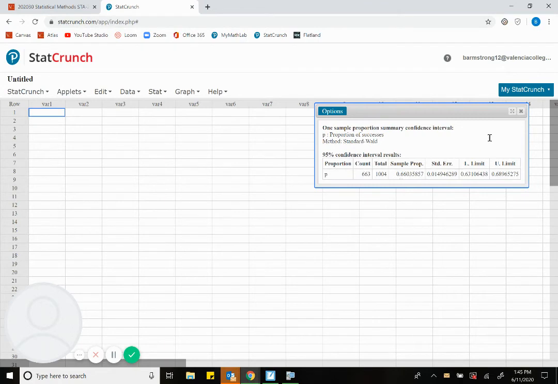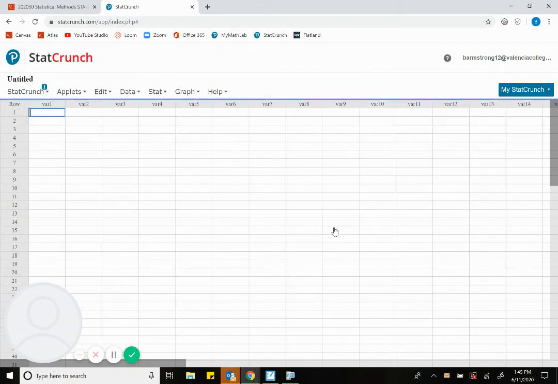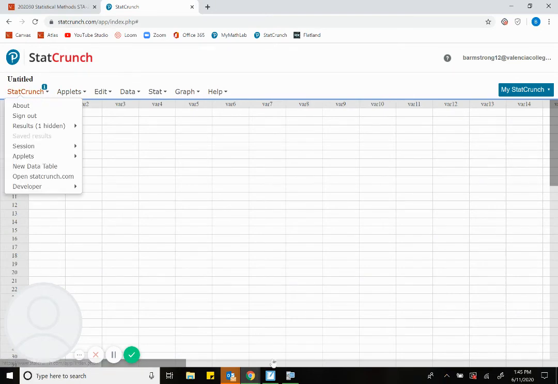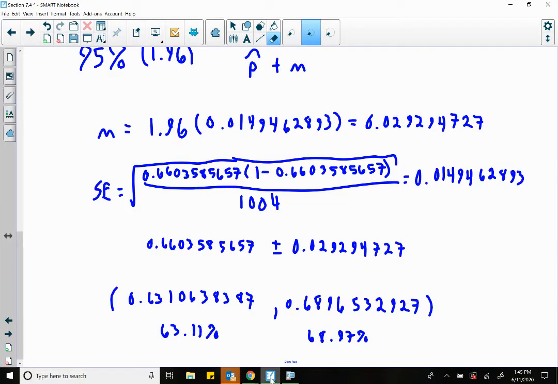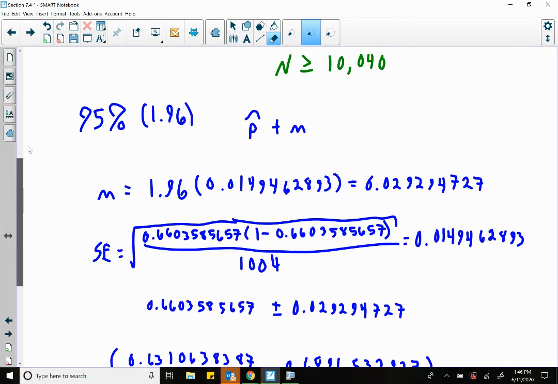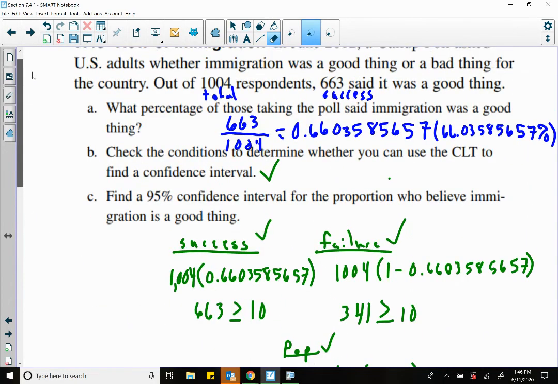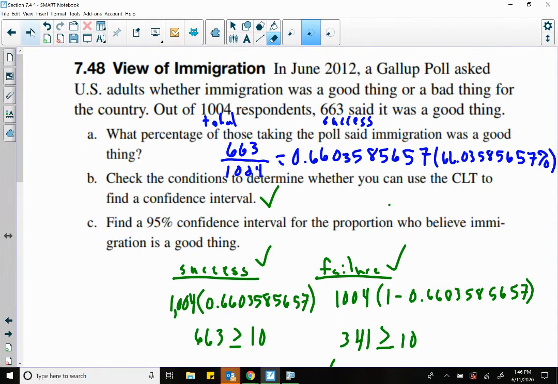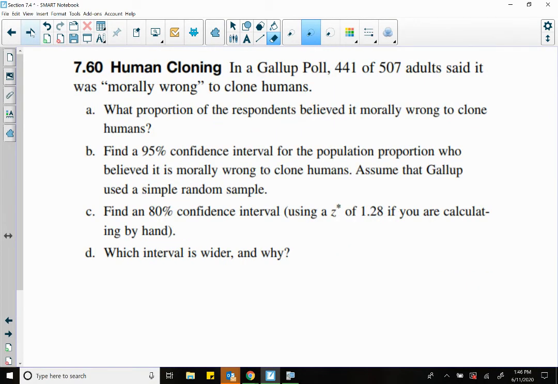Whew! All right. So I've shown you by hand. I showed you how you can use StatCrunch. Showed you how you can use a graphing calculator. I would not do confidence intervals by hand. Use the calculator. Make it easy on yourself, please. And I've got one more problem. Go ahead, give this a shot and see what happens. And go.